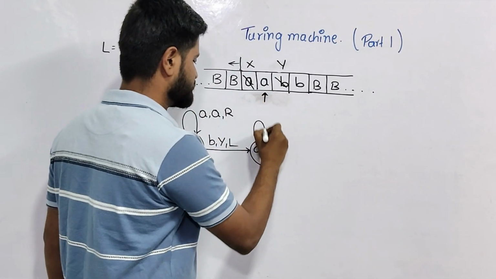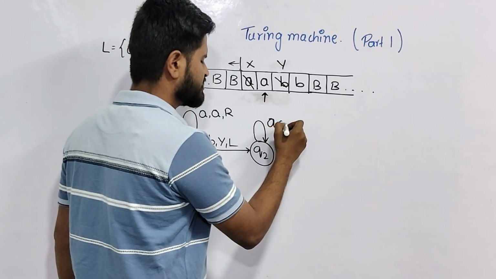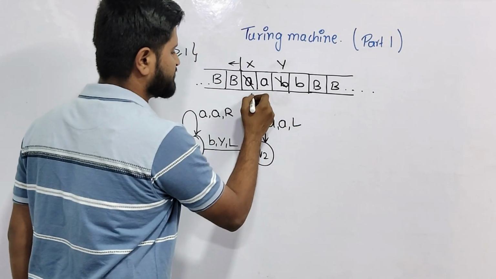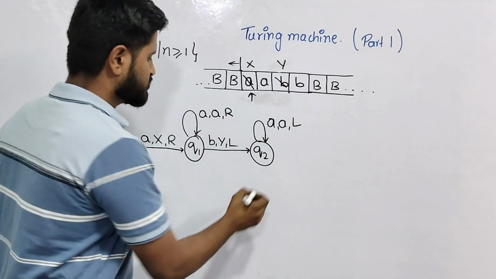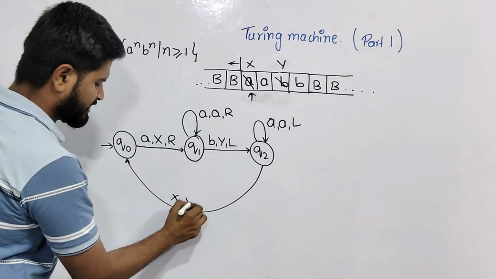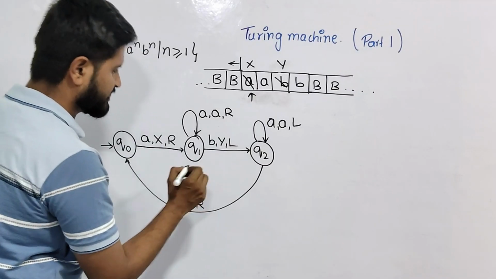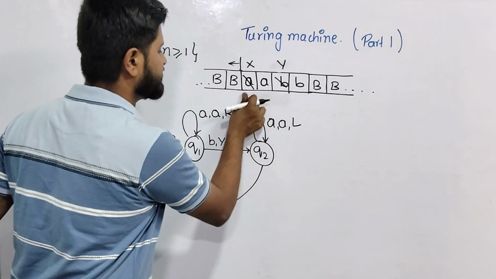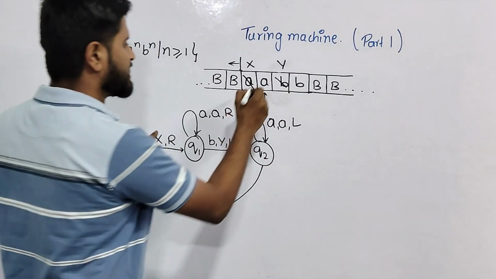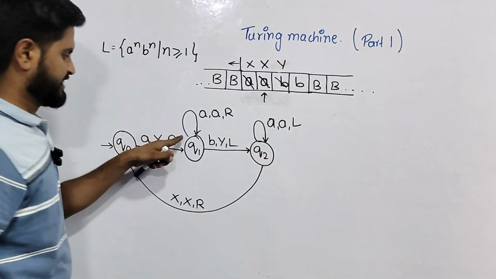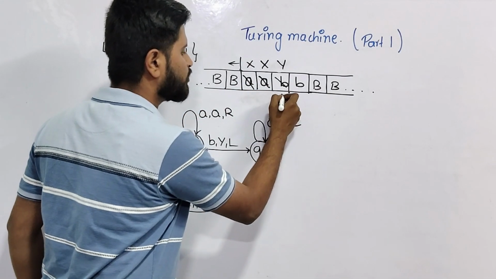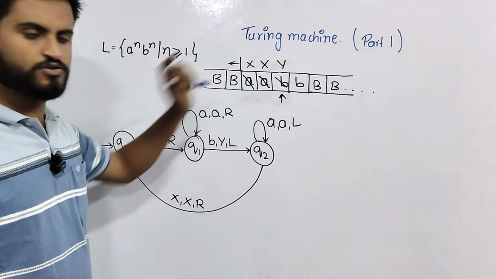So I will be giving the self loop. When you approach A, write A as it is and move towards left. When you come to the left side, you approach X. When X comes, you write X as it is and move towards the right side. When you move towards the right side, again you will approach A. So you will replace A as X and move towards the right side. When you move towards the right side, you approached Y, because B has been replaced using Y.